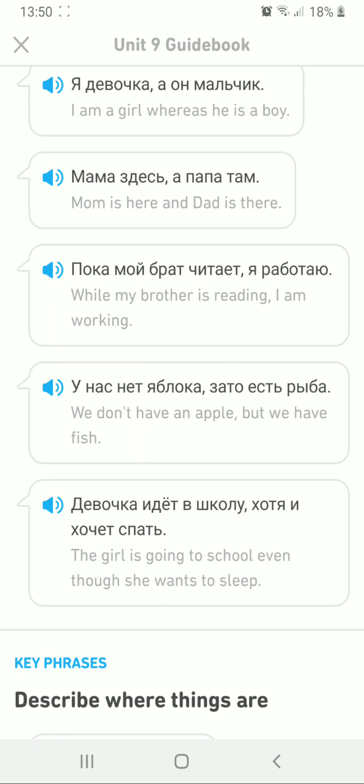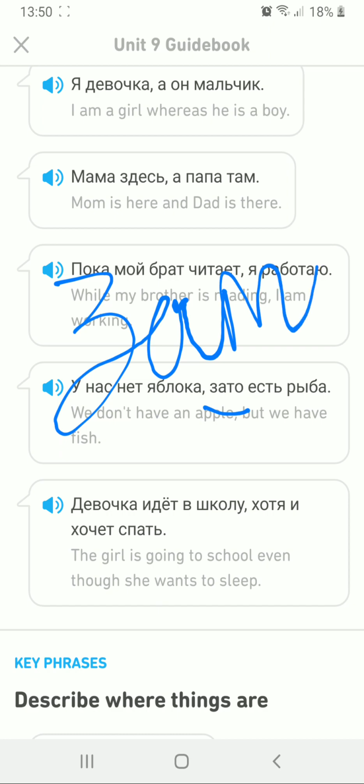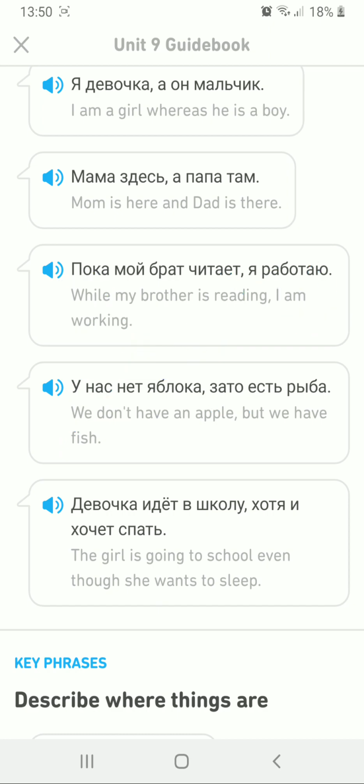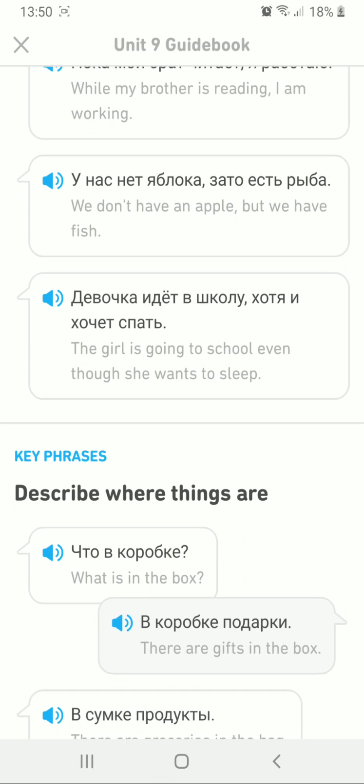So this is a new word for me, zato. I don't use it normally. I don't use it at all. So zato. Let me practice my cursive. Yeah, that's zato. And девочка идет в школу. So here is the new sentence. Девочка идет в школу. The girl is going to school.